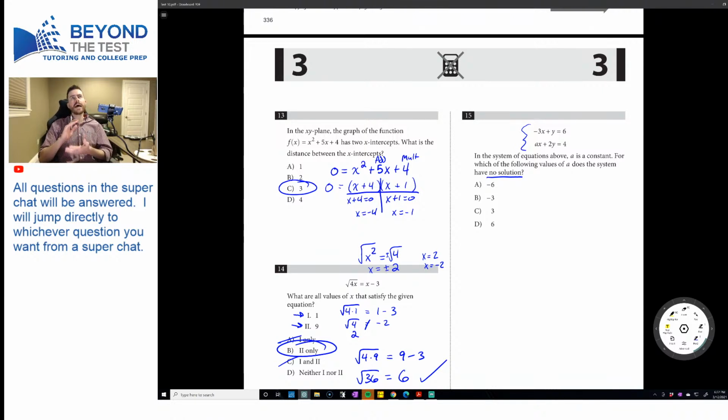Now, if you have no solution, what's true about your two lines? Think about this. Well, let's talk about what it means to have a solution. When you have a solution, it's where your lines intersect, right? So if I had two lines here, the solution would be where they intersect, because it's where it's equal for both equations. So if you have no solution, that means your two lines here never intersect. And the kind of lines that never intersect are parallel lines. And we know parallel lines have the same slope.